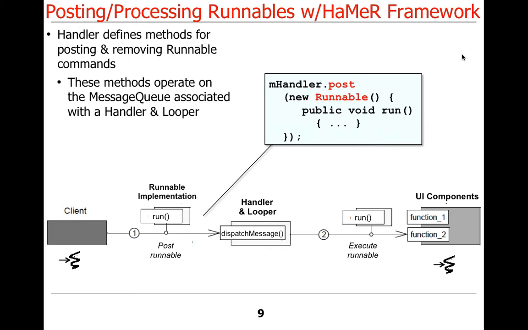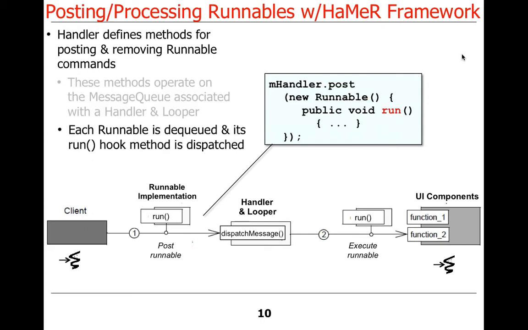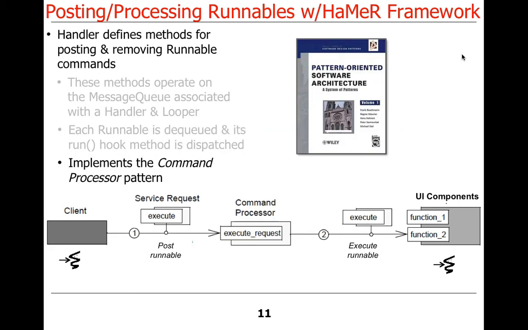Now, if you take a look, this is just showing you the flow of control. The client will create a runnable and call post, and that'll end up going inside the HaMeR framework where the dispatch message method is called, and that does some magic, moves things into the right context, and then calls run, and that runs in another thread of control. Each runnable is dequeued and its run hook method is dispatched, so that's how the work's getting done.